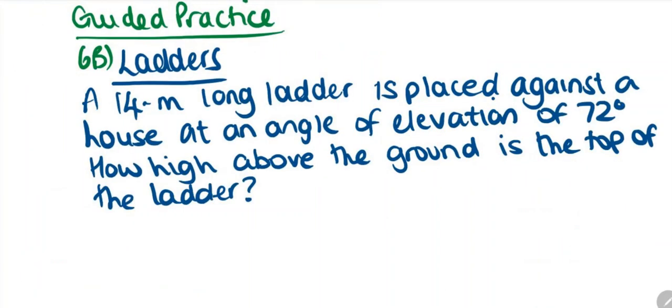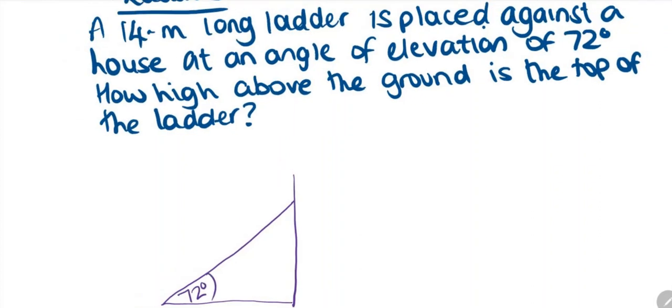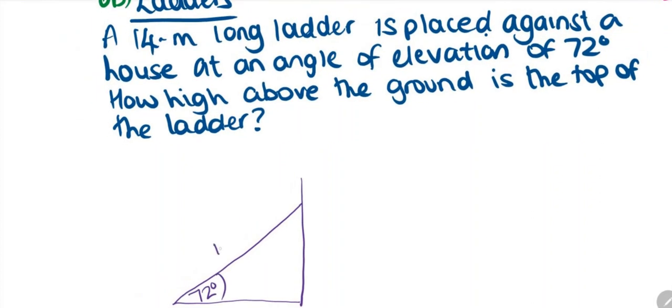Okay, 6b, ladders. A 14-meter ladder is placed against a house at an angle of elevation of 72 degrees. How high above the ground is the top of the ladder? So let's draw this. This is the house, and we have a ladder, and this is the ground. The angle of elevation is 72 degrees, and the ladder is 14 meters long. How high above the ground? So we need to find this length, x.